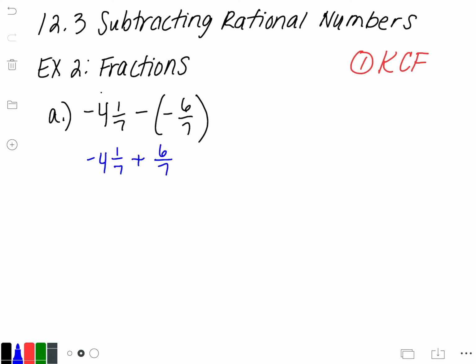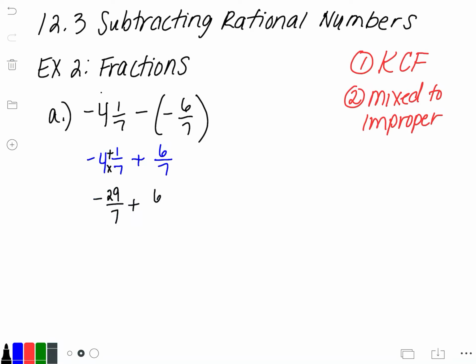And then you're going to follow your rules for adding with fractions and mixed numbers. In this case, I'm going to make my mixed numbers improper. It's a good habit to get into: mixed to improper. The next lesson in the textbook would have been multiplying and dividing with rational numbers with negatives, and you have to make your mixed numbers improper in order to get the right answer. So it's a good habit to get into. We're multiplying, then adding here. 4 times 7 is 28, plus 1 is 29, so this becomes -29/7 plus 6/7.